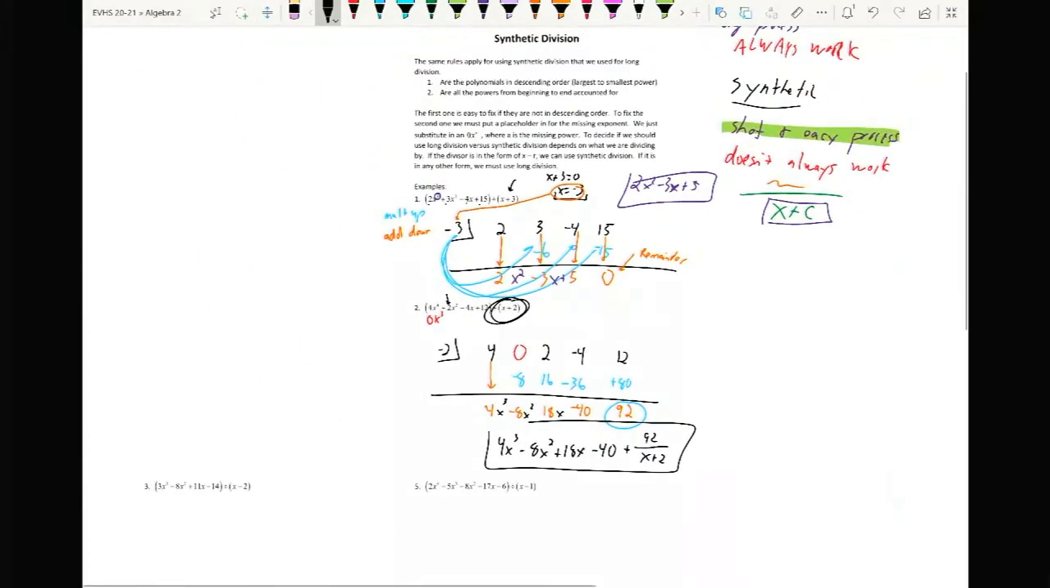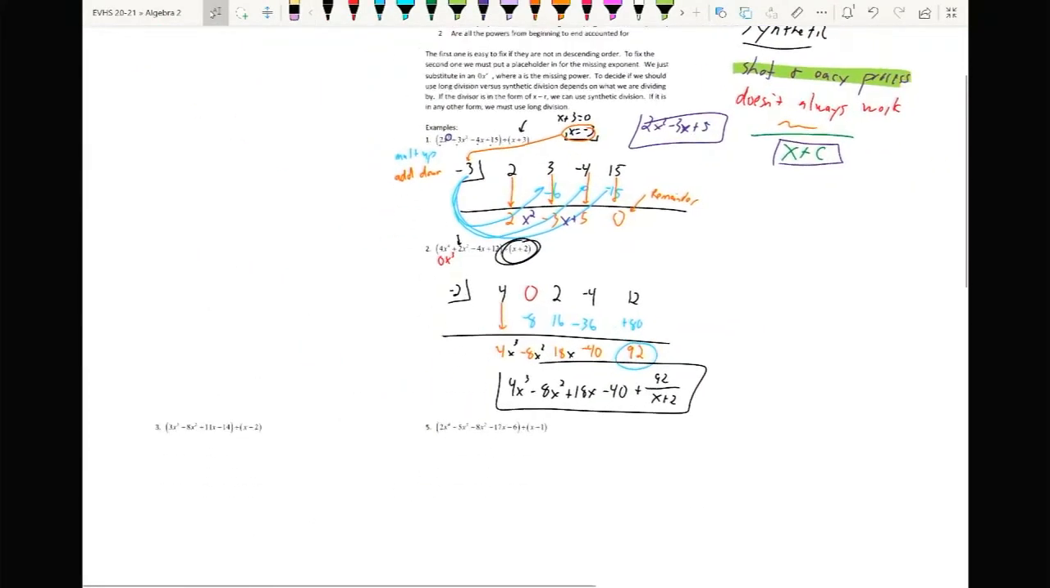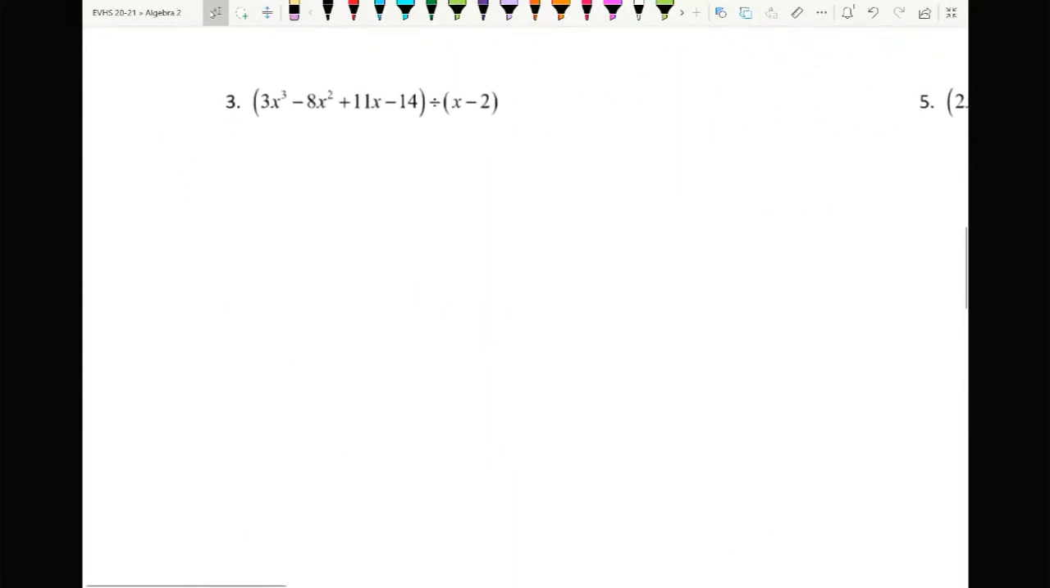All right, let's take a look at number 3. Now let's see, do we have any missing terms here? Third, second, first, no, I'm good. I'm set up properly for my x plus c. So I'm going to go ahead and write this out. I'm going to change that sign, so I've got the positive 2 there. Then I've got 3, negative 8, 11, and negative 14, picking up the coefficients.